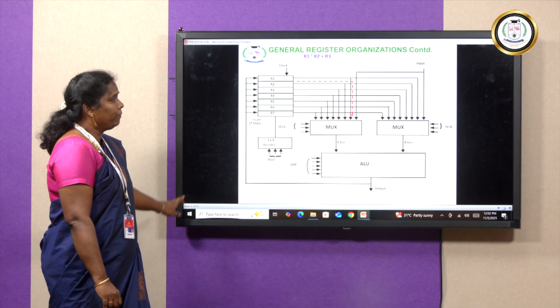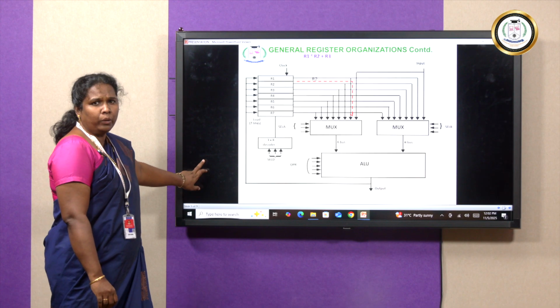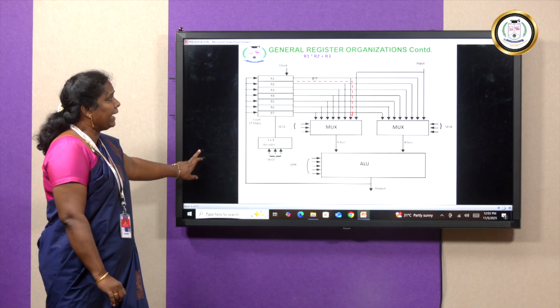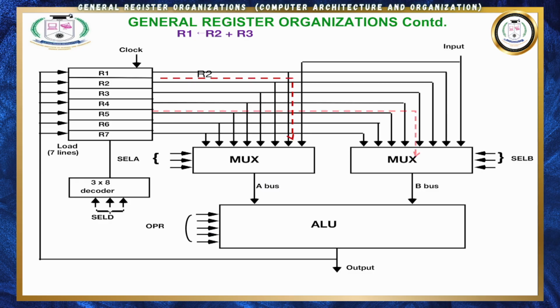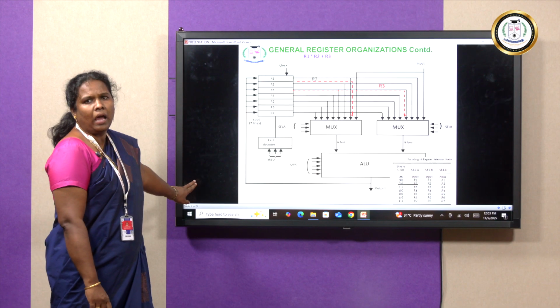For selecting that particular line, we have an input select A. The select A value has to select the particular line coming from R2. For that, we have to make the select A value 0, 1, 0. So if R2 has to be selected, the selection input value is 0, 1, 0.